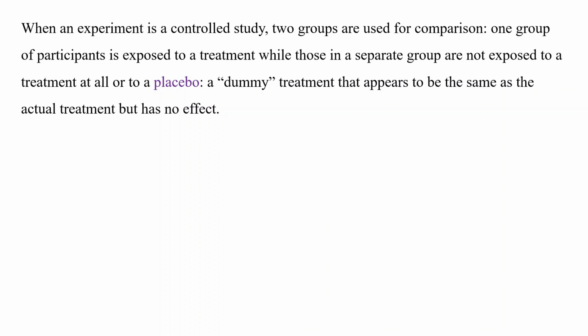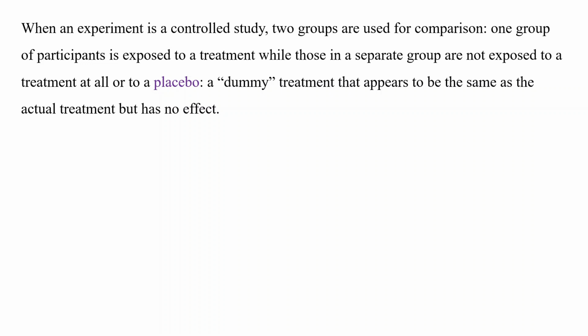In an experiment, you want to control as many variables as possible. And usually at least 2 groups are used for comparison. One of the groups is exposed to a treatment, while those in a separate group are not exposed to a treatment, or maybe they're exposed to what we call a placebo. And a placebo is a quote-unquote dummy treatment that appears the same as the actual treatment, but in fact has no effect, right?